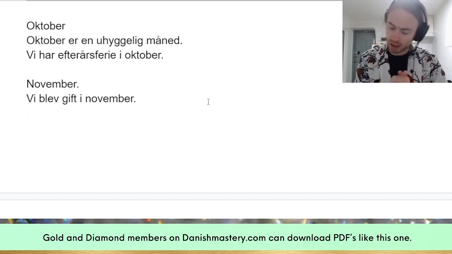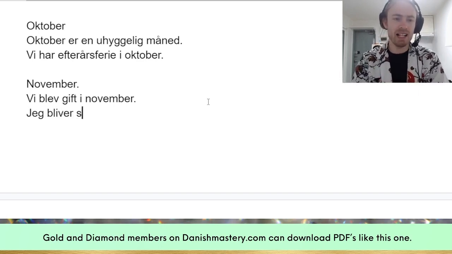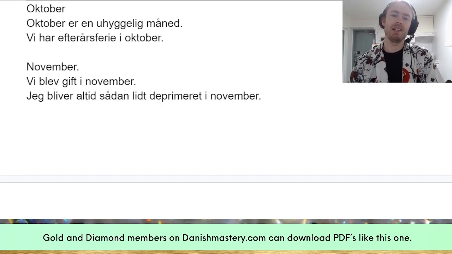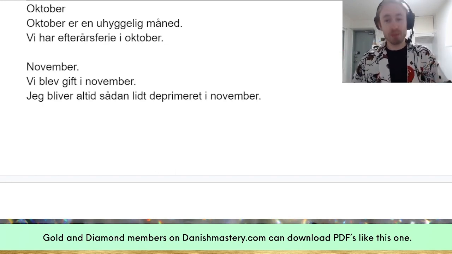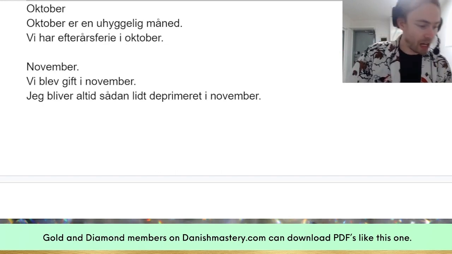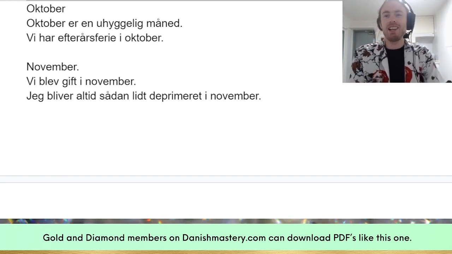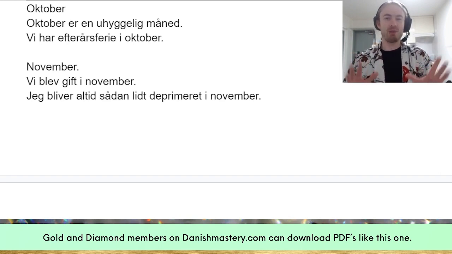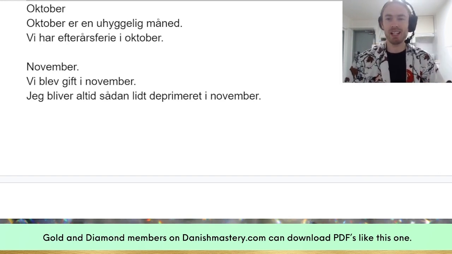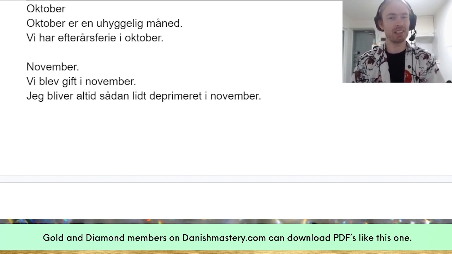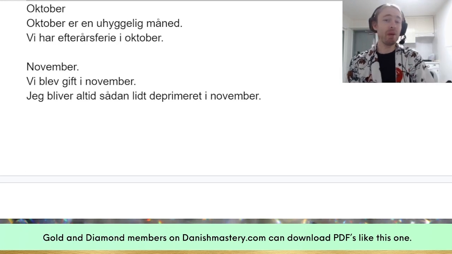What can you say about November? Jeg bliver altid sådan lidt deprimeret i november. Jeg bliver altid sådan lidt deprimeret i november. I always get kind of depressed in November. Right? Maybe I should have held off with the translation, but so be it. This suddenly is very colloquial, very natural Danish. You're not going to find it in a textbook. It is kind of like that. I always get kind of like depressed in November.